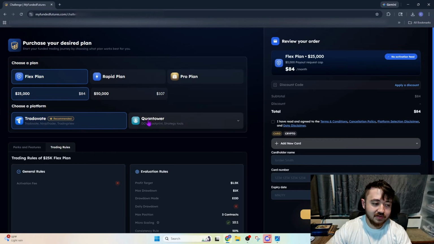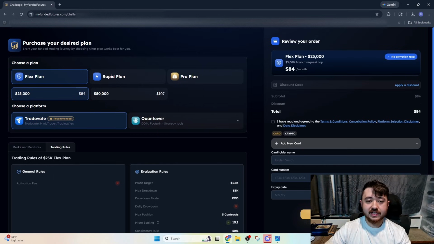And yeah, so let's talk about the flex plan. So the flex plan is basically like the core plan. If you guys didn't know, the MyFundedFutures core plan was a really good plan, and they got rid of it and they added the flex plan. And the flex plan is basically like the core plan, just a little better and a little more expensive, but it has some nice benefits. So we're gonna talk about that right here.